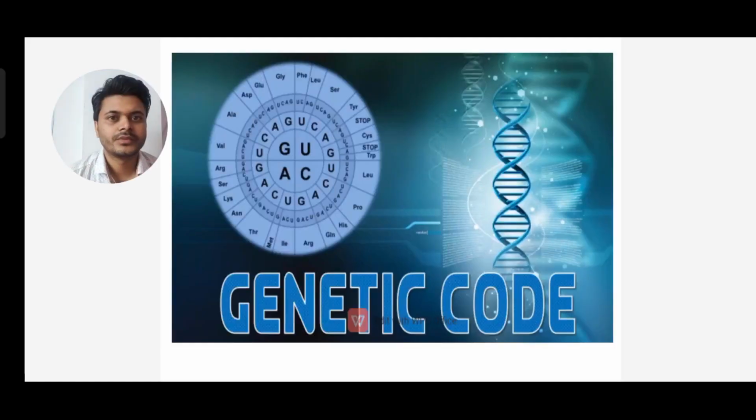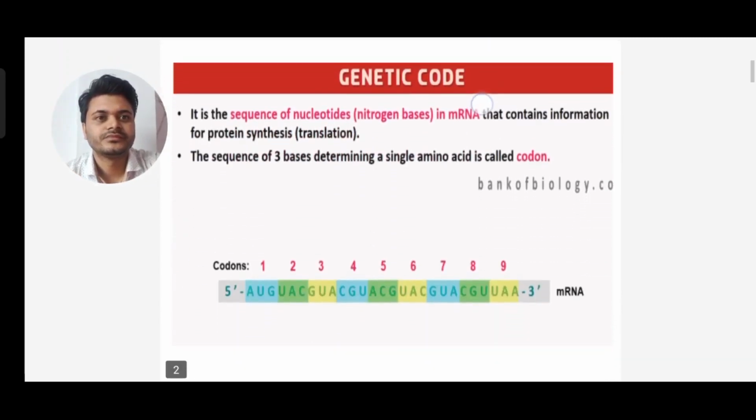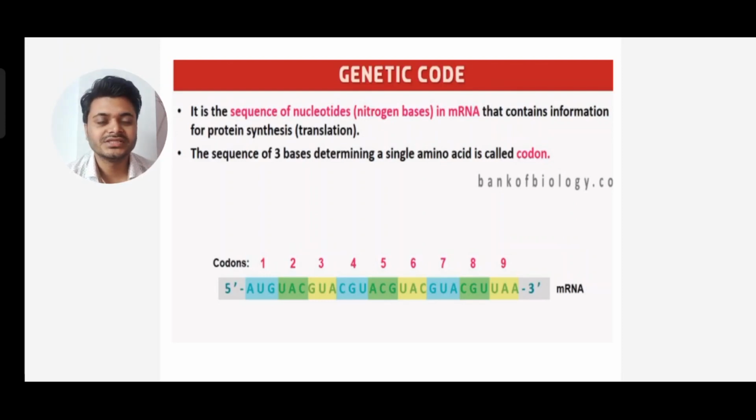So let's start with the topic genetic code. So what is a genetic code? It is a sequence of nucleotides, that is, the nitrogen bases in mRNA that contain information for protein synthesis, that is translation.